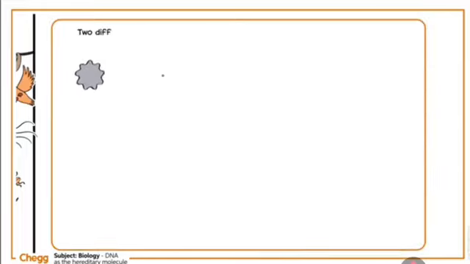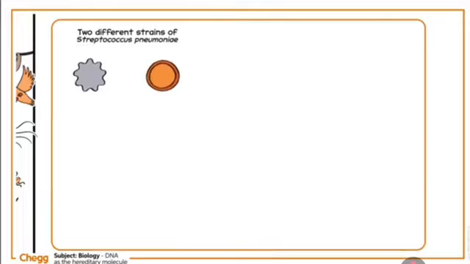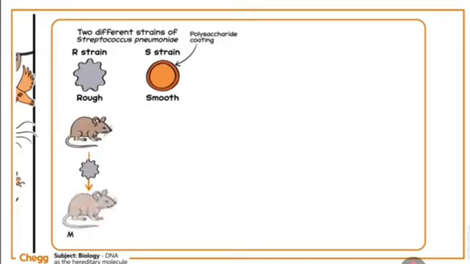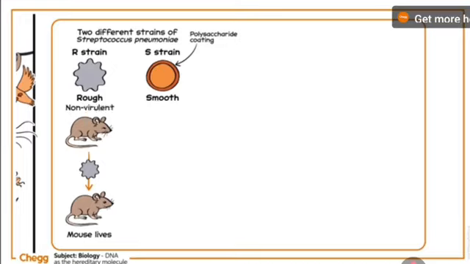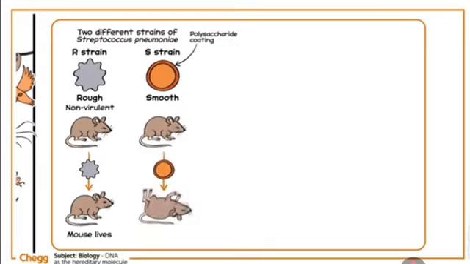Griffith knew there were two different strains of Streptococcus pneumoniae, the bacteria that causes pneumonia. There's the R strain, which has a rough appearance, and the S strain, which has a smoother outer coat. When Griffith injected a healthy mouse with the R strain, the mouse was fine. It did not catch pneumonia. So, he concluded the R strain is non-virulent. When Griffith injected a healthy mouse with the S strain, the mouse caught pneumonia and died within a few days. The S strain is virulent.